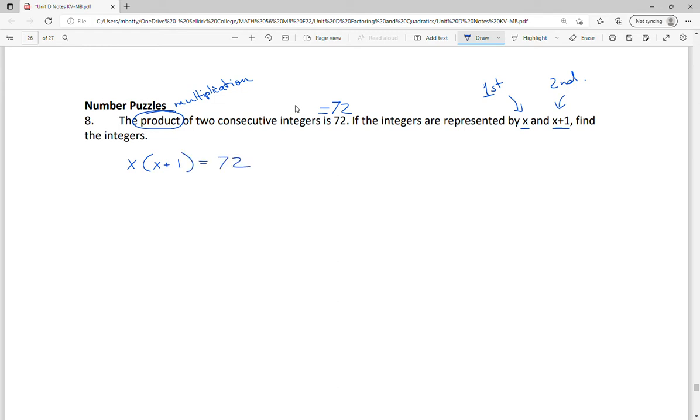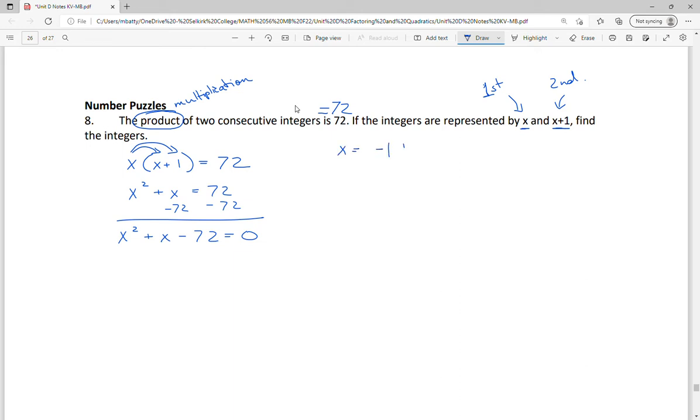I need to make this look like a quadratic, so I'm going to do distributive property. I'm going to set it equal to 0 by subtracting 72 from both sides. And then I have the raw material to put into the quadratic equation. This, by the way, is solvable by factoring as well, but we'll just keep it the same.